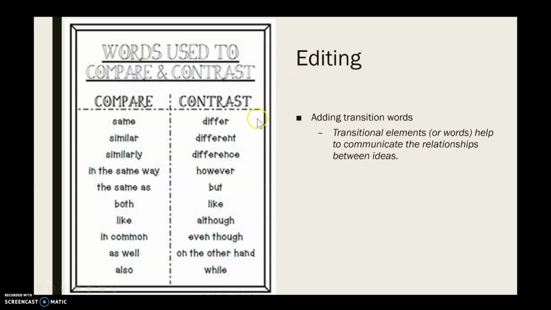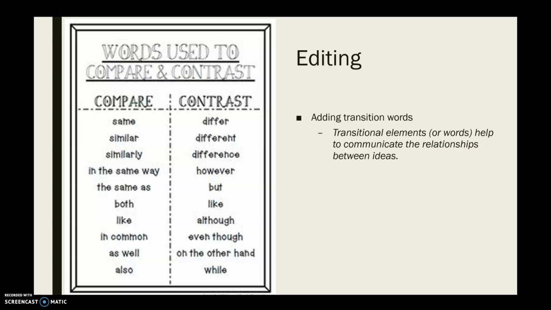In editing with compare and contrast paragraphs, you often want to add transition words, as we saw in those first two examples. These help the reader to understand the relationship between the items being compared. If you want to talk about how two things are the same, you might want to use words like same, similar, similarly, in the same way, the same as, both, like, in common, as well, and also. If you want to emphasize that the two things differ, you can use words like differ, different, difference, however, but, like, although, even though, on the other hand, and while.